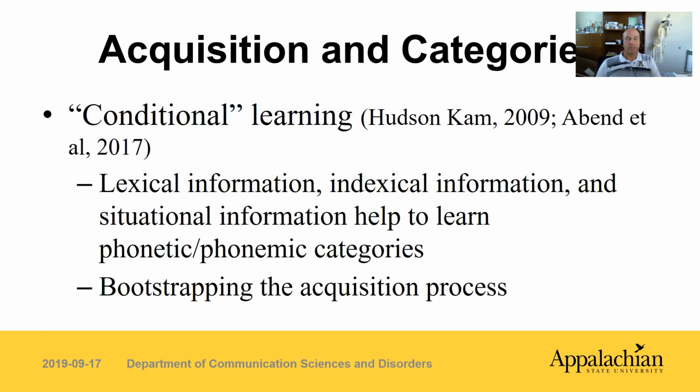So examples of this have been shown in studies of phonological learning, where so-called conditional learning plays an important role. When we take overlapping phonetic information, but add lexical information, add indexical information based on speaker identity, add situational information based on the context, such as co-articulation, this can be used to learn distinct phonetic and phonemic categories and provide some higher level generalization that bootstraps the acquisition process.